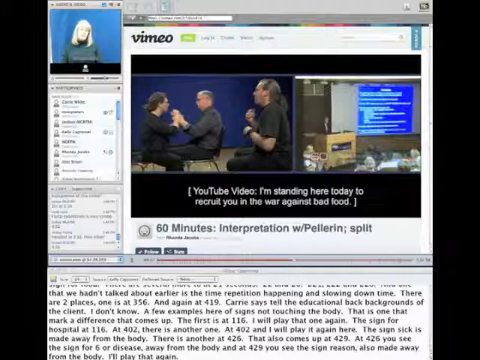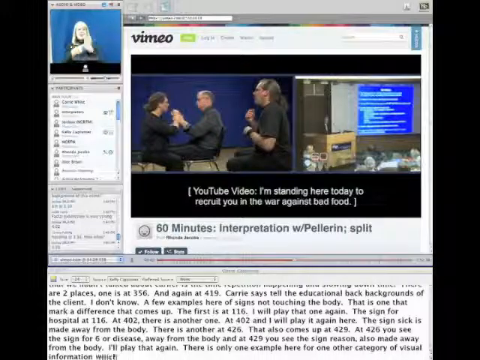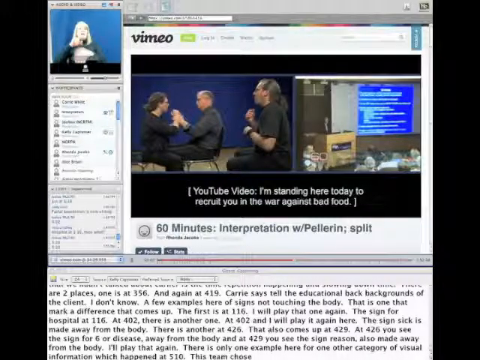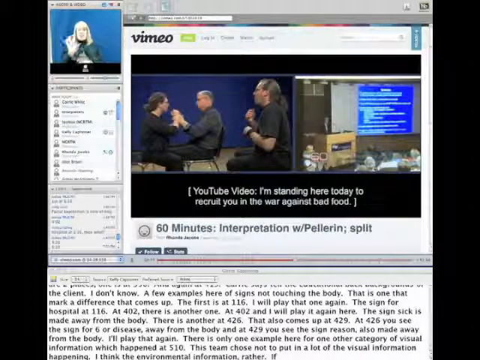And there's only one example here, just for one other category of visual information, which happened at 5:10. So this interpreter team chose not to put in a lot of the visual information, the environmental information, rather. So if you go up to 5:10, you'll see one example of that.